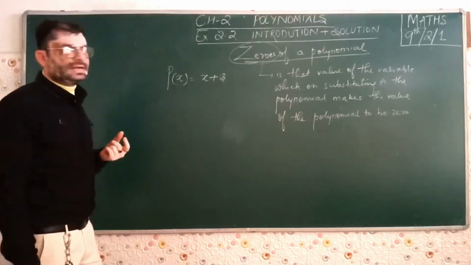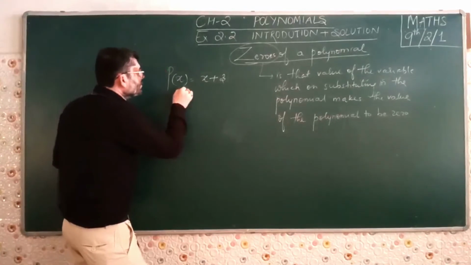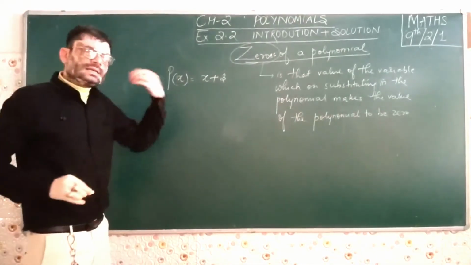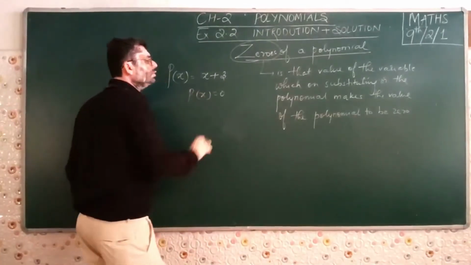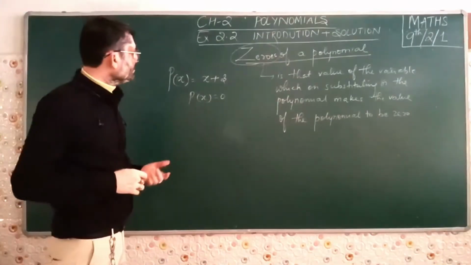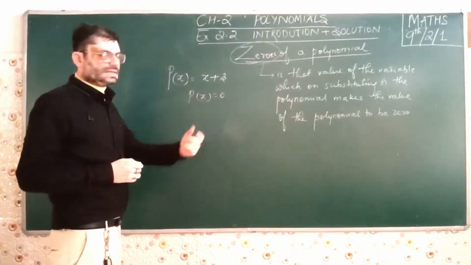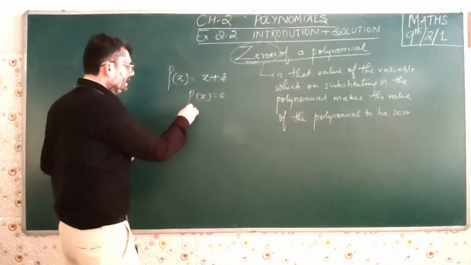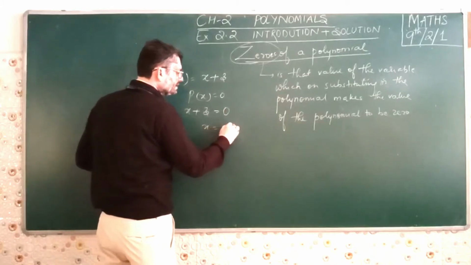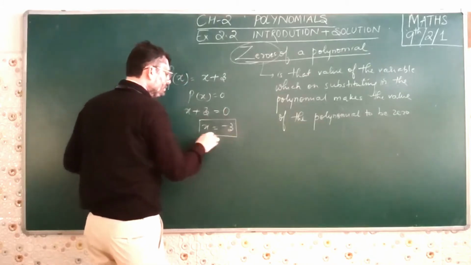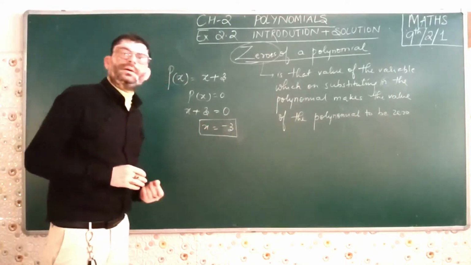So how do we find that 0 of a polynomial? Suppose on substituting, the polynomial becomes 0. So let us assume initially that p of x is equal to 0 for some value of x. And what is that value? Simply by solving just like linear equations. If p of x is equal to 0, and p of x is x plus 3, then x plus 3 is equal to 0, so x is equal to minus 3. On solving simply, just like a simple equation, we get the value of x to be minus 3.